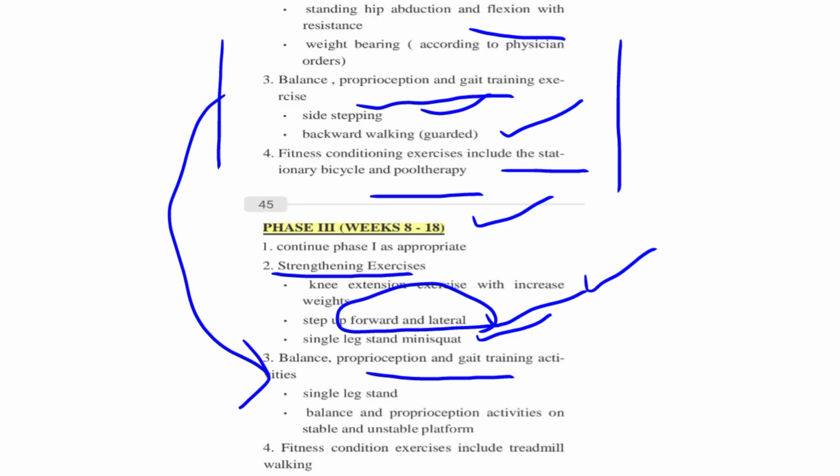Also go single leg stand, balance, and proprioception activities on stable and unstable platforms so that the patient comes to its activity of daily living. Fitness conditioning exercises include treadmill walking. These are the phases that the patient, if successful in all this, is returned to its normal life.